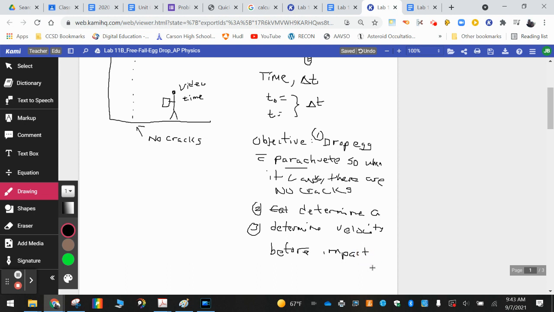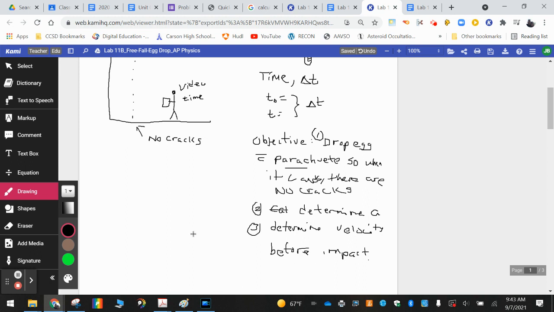So this lab may extend to Thursday as well. All right, so objective one, drop egg with parachute, so when it lands, there are no cracks. Number two, determine acceleration. Number three, determine velocity before impact.